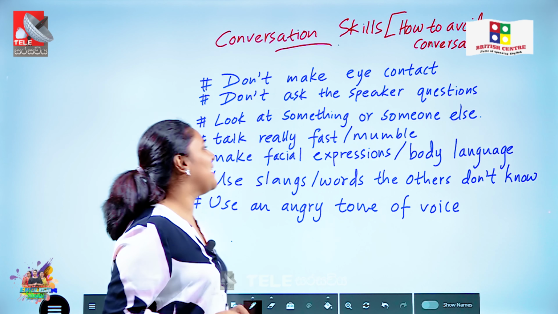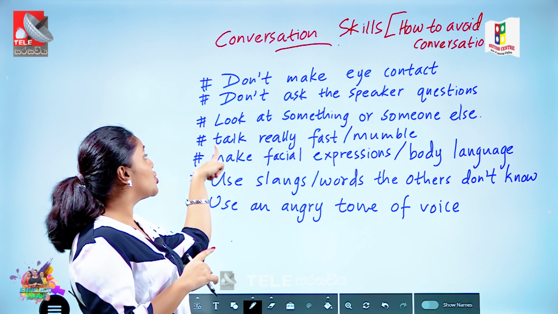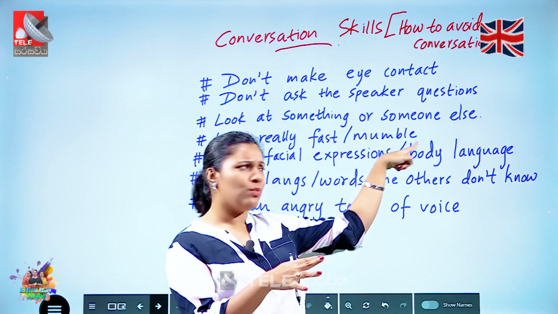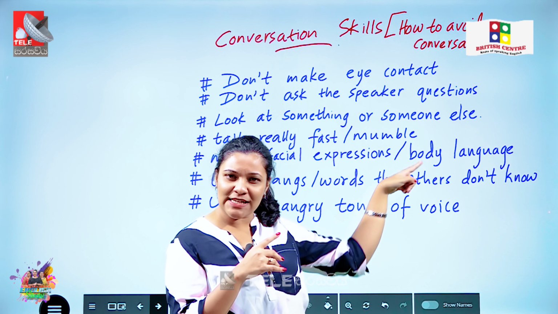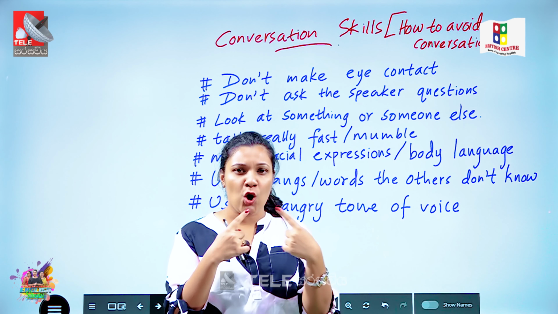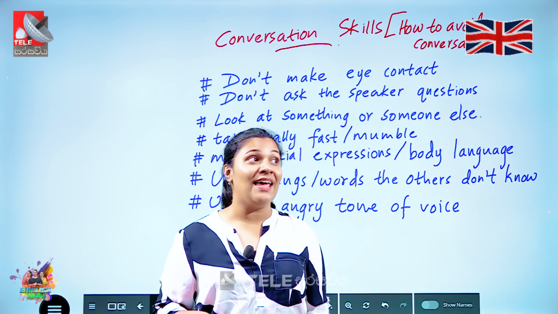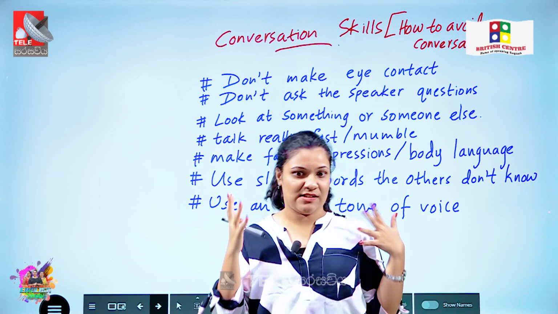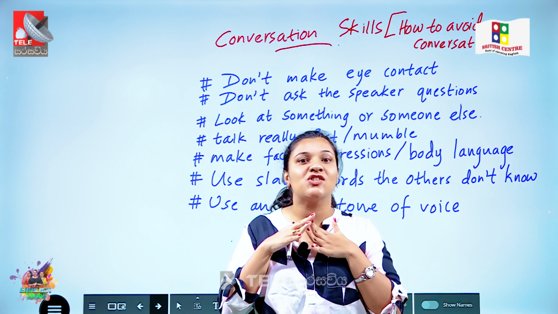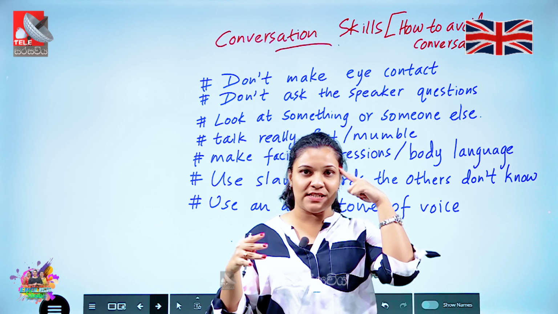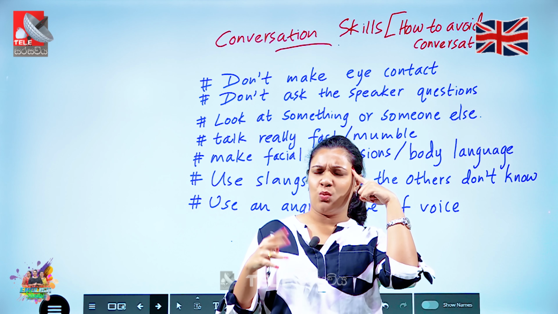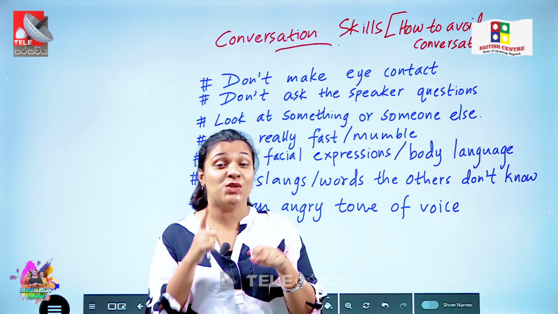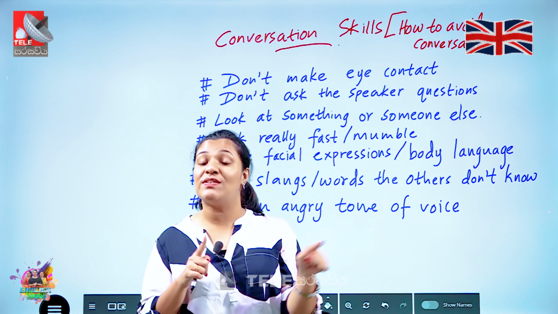Alright, and then the next one is talk really, really fast or mumble. What do you mean by mumble? Mumble is when you're not speaking clearly. Your words are not clear. Hey, how are you? What are you doing? Well, I'm just stressed. Yeah, I'm just so stressed. You can just speak so fast, and the person gets really irritated. What is she saying? That's when you don't want to start a conversation.